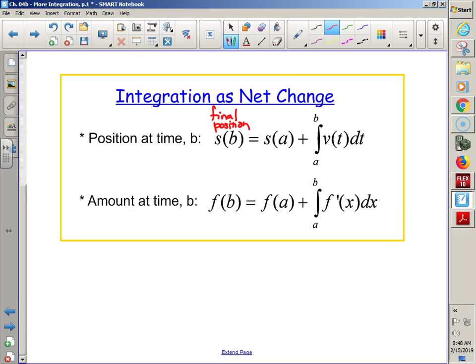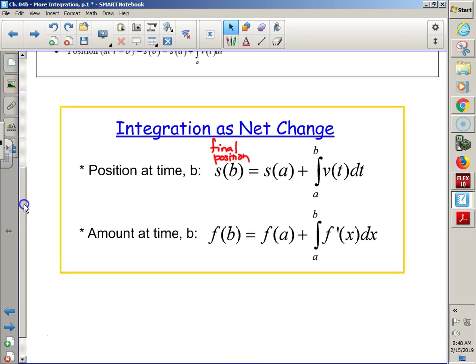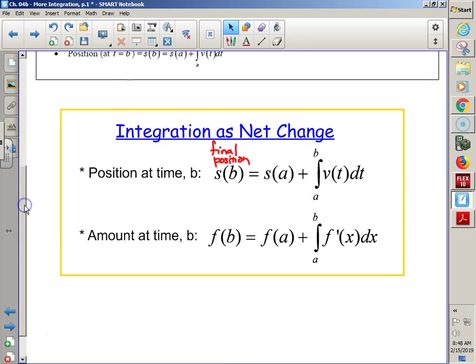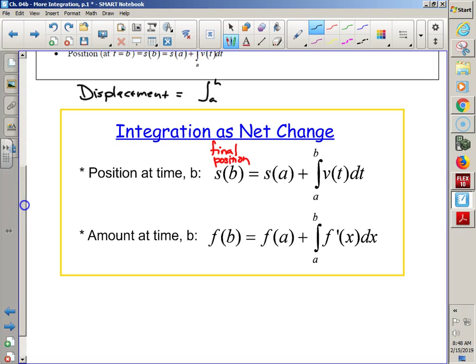Guys, don't we know that an integral can give us displacement? Wasn't that something we talked about last chapter? Integral is displacement. Displacement is equal to the definite integral from a to b of velocity. What I might not have shown you super specifically is that's the exact same thing as the final position minus the initial position. There are different ways of showing that if you took a physics course, but final position minus initial position, displacement.